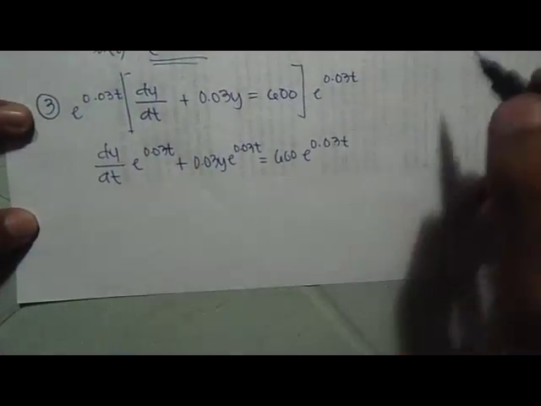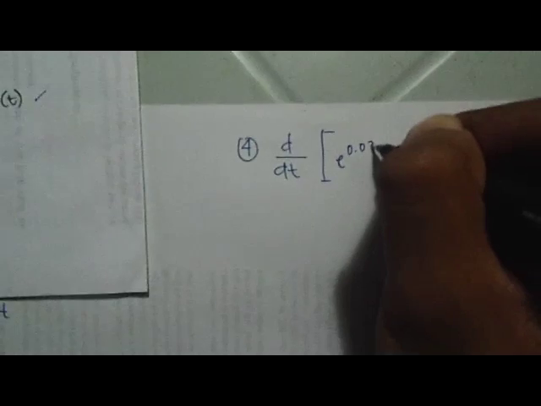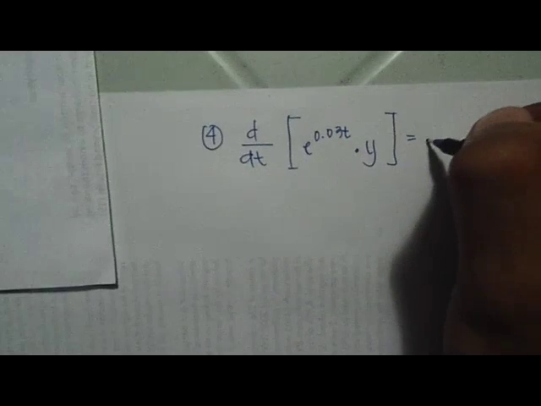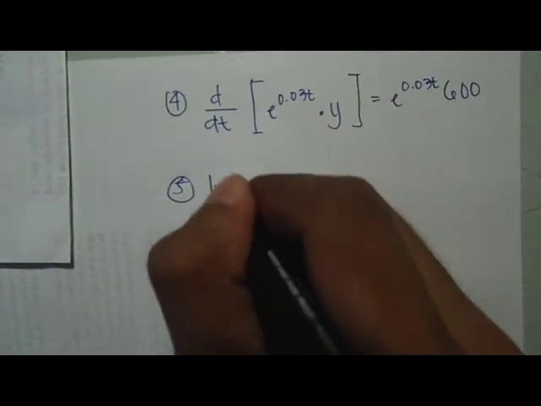So this is it. So the fourth step is that we need to simplify it in this form. So we have d over dt times the integrating factor, which is e raised to 0.03t times y, which is equal to the integrating factor times the f of t, which in this case is 600. So next thing, which is the longer part, is that the fifth step is we need to integrate.